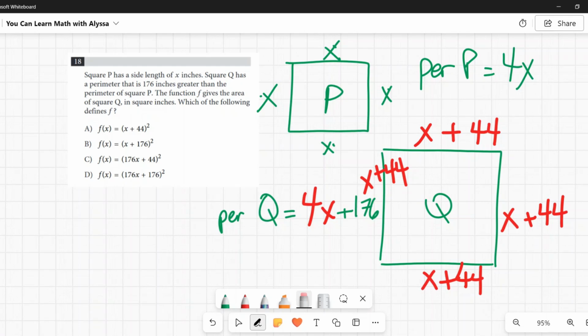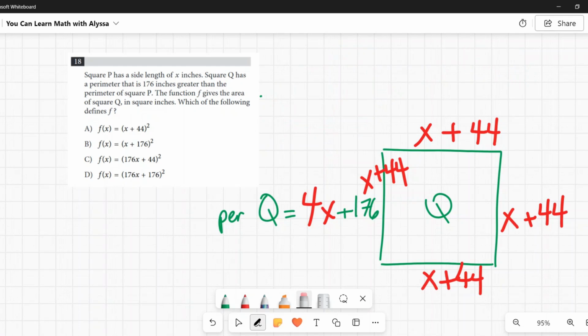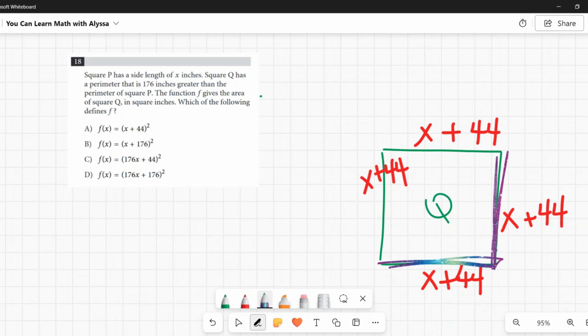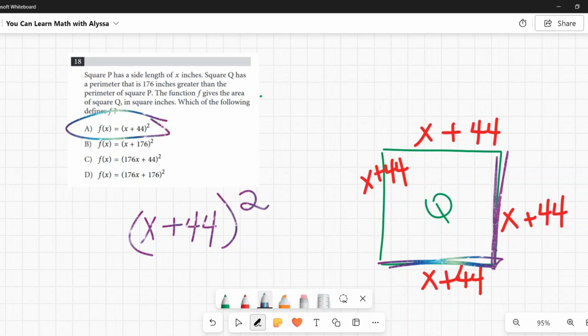That's where that P up there was helpful. Well, now at this point, we don't need the P anymore. All we need is this, and we have now the side of Q. It's x plus 44. So if one side is x plus 44, and I want to find the area, I need to multiply those two sides together. So that would be x plus 44 times x plus 44, or x plus 44 squared. And that is A. That's my answer.